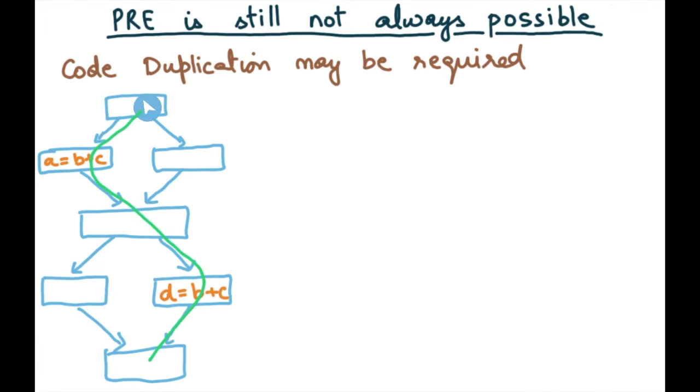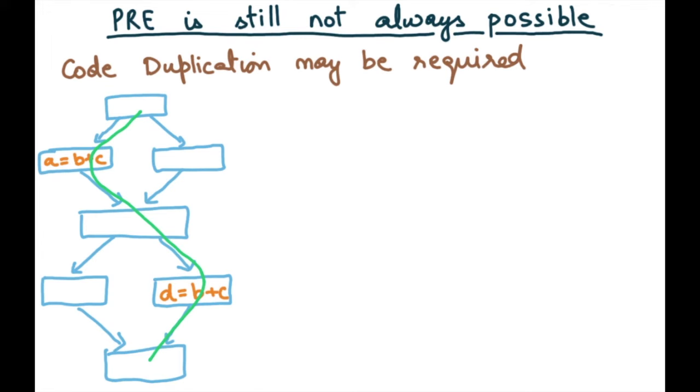Now, in this particular example, if you look at this particular path that has been marked in green, then the expression B plus C is computed redundantly twice in this particular path. On the other hand, if I look at any other path, there are 4 paths in total in this program, and on the other paths there is no problem of redundancy, but on one of these paths there is a problem of redundancy.